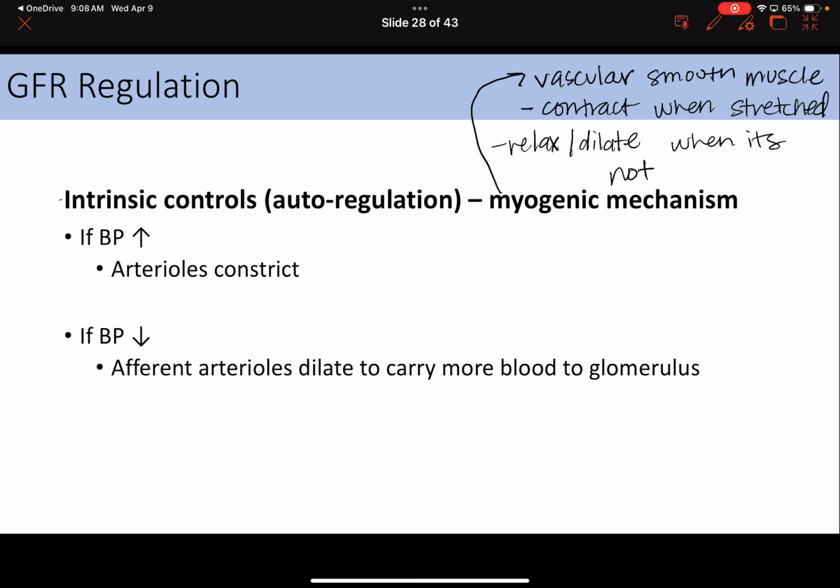Professor, I'm so sorry. What did you say about the GFR at what? The GFR needs to stay at 125 milliliters per minute. So if blood pressure is too low and we slow that down, then we have to dilate the afferent arterioles that are coming to the glomerulus to speed up blood flow and to get things to move faster again.